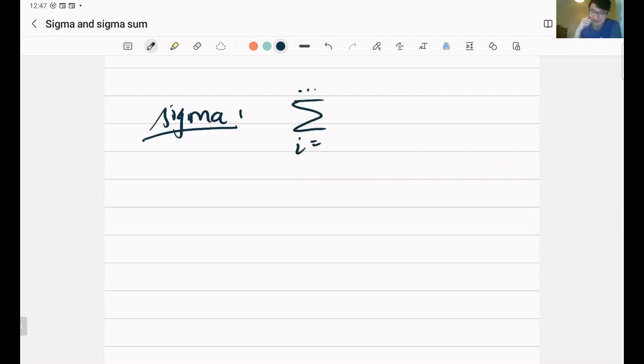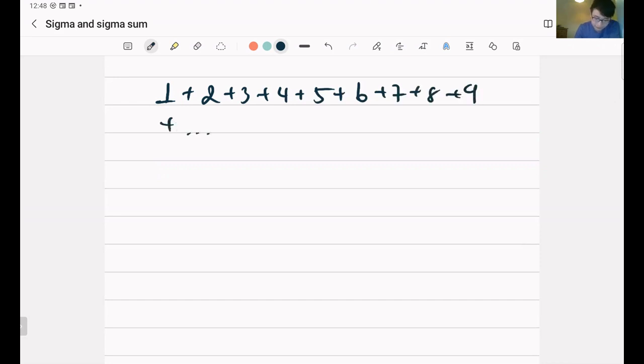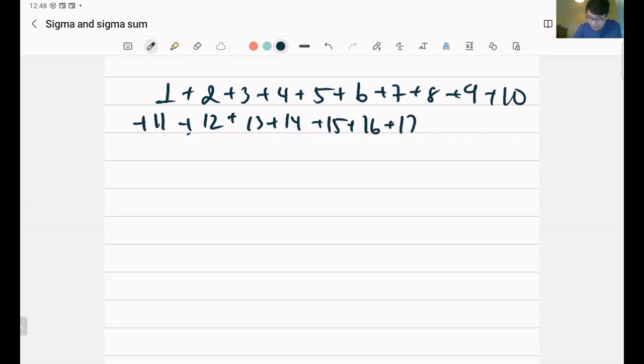So why do I need sigma? Let's think about adding 1 plus 2 plus 3 plus 4, and I'm telling you to keep writing this until, let's say, a number like 10,000. If you want to accumulate all of these together, you have to write everything out. For example, if I add 10 here, then you have to add 11, 12, 13, 14, 15, 16, 17, 18, 19, 20, and then continue 21, and go on until you reach 10,000.